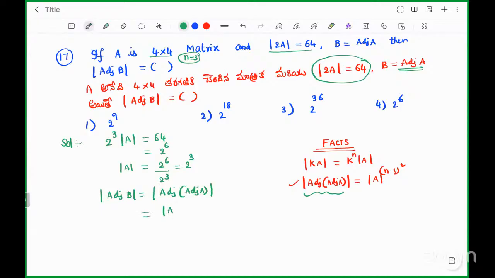Then what do we write according to this formula? Det A to the power of n minus 1 whole square. Already det A we have as 2 cube. N means 3, 3 minus 1 whole square, 2 square, 4. Okay, 2 cube. Sorry, n value is not 3. This is 4.